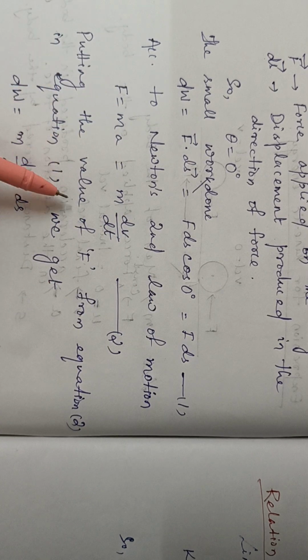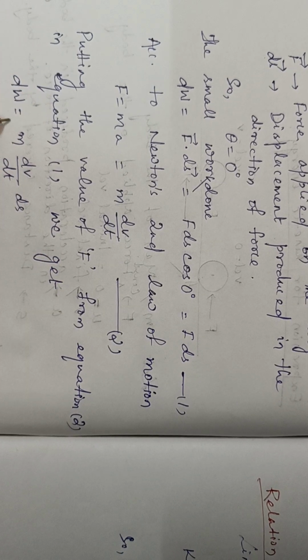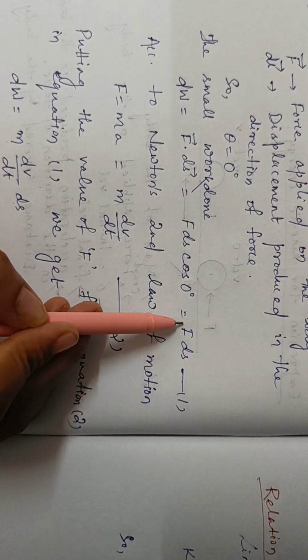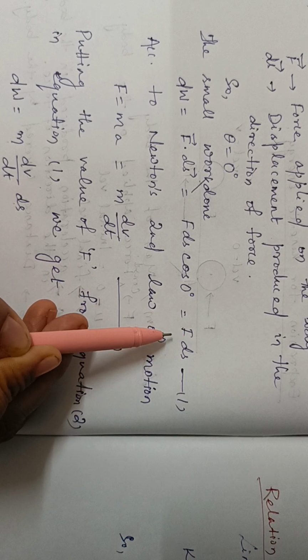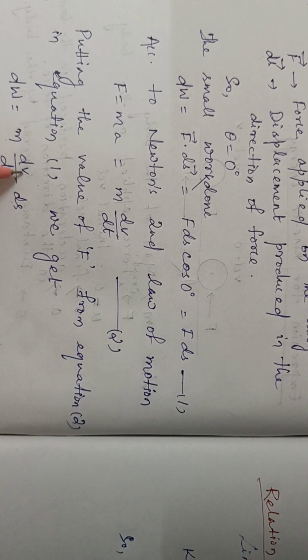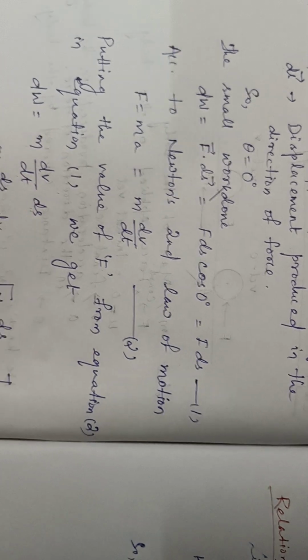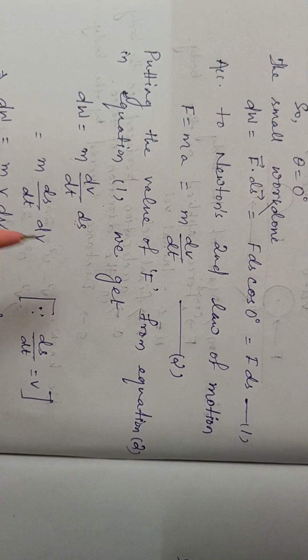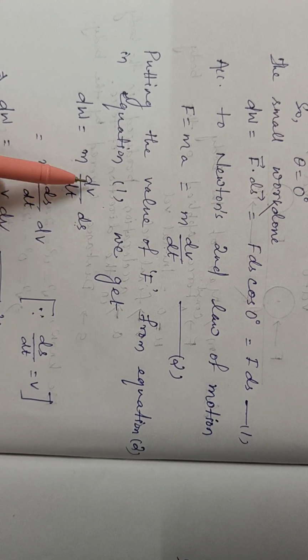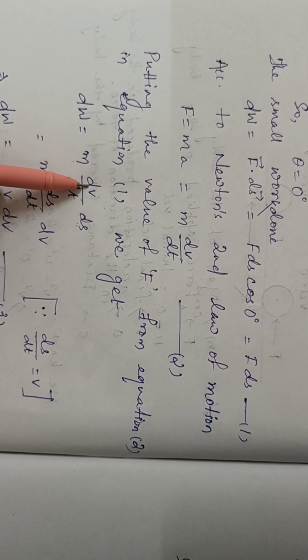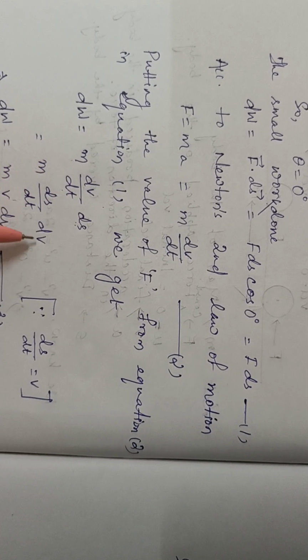So putting the value of F from equation 2 in equation 1, dw is equal to m dv by dt into ds. Just the F value we put. So m dv by dt into ds. Now ds and dv, I can interchange their positions, as per mathematics. So I can write m ds by dt into dv.